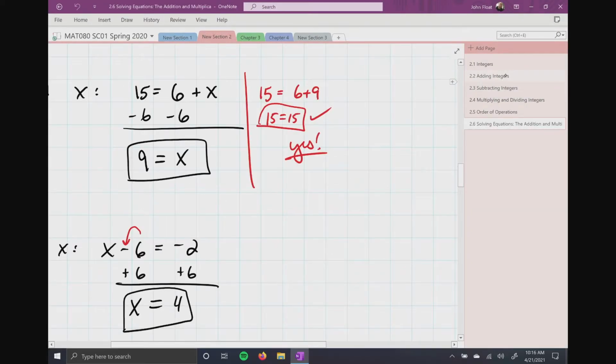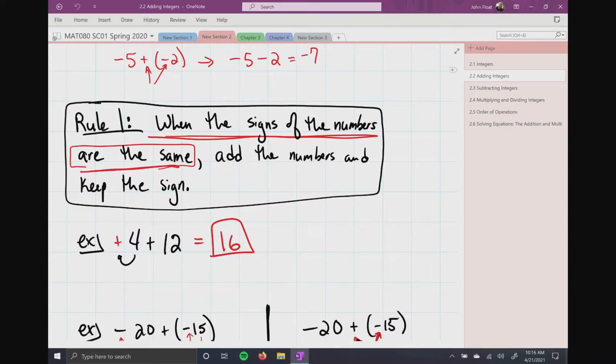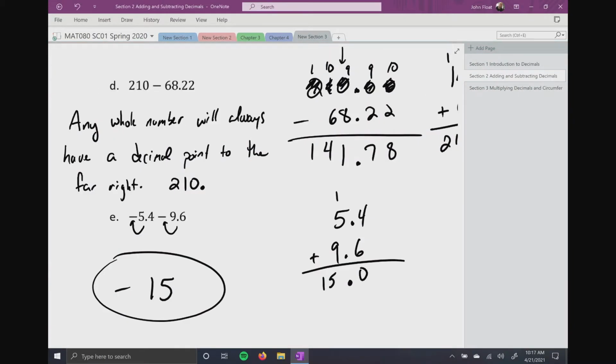Let me hold on one sec, Bree. Here's what we're doing right here. It's this rule. This was back in chapter 2, section 2. When the signs of the numbers are the same, add the numbers, keep the sign. So just keep it. Yeah. All right. I don't know why I would want it. Okay. Thank you. No problem. It's a good question.